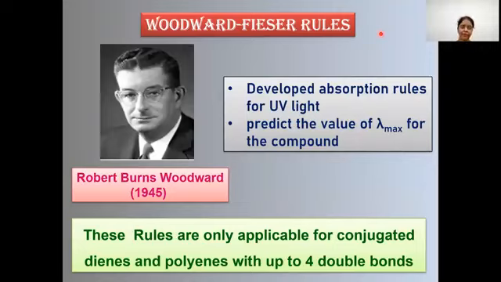In 1945, Robert Burns Woodward developed some absorption rules for compounds on the basis of their structure and related the structure with the value of maximum absorbance for a particular wavelength. But these rules are applicable only for conjugated dienes and polyenes with up to 4 double bonds.